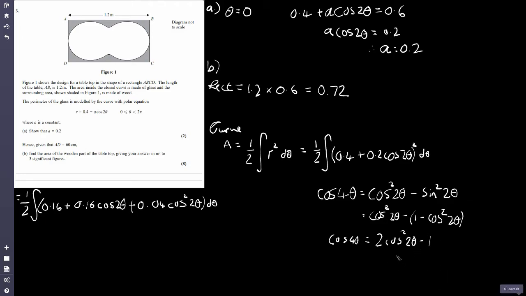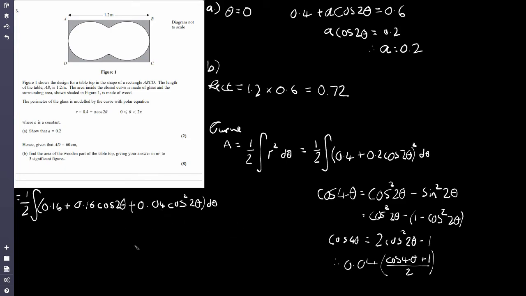So therefore, we can get this into a form that we can work with. This is 0.04, and cos squared 2 theta will be cos 4 theta plus 1, so I'd add 1 to both sides and then divide by 2. So this will be 0.04 lots of cos 4 theta plus 1 divided by 2. Okay, so we've got that now. Now we can start doing the integration.